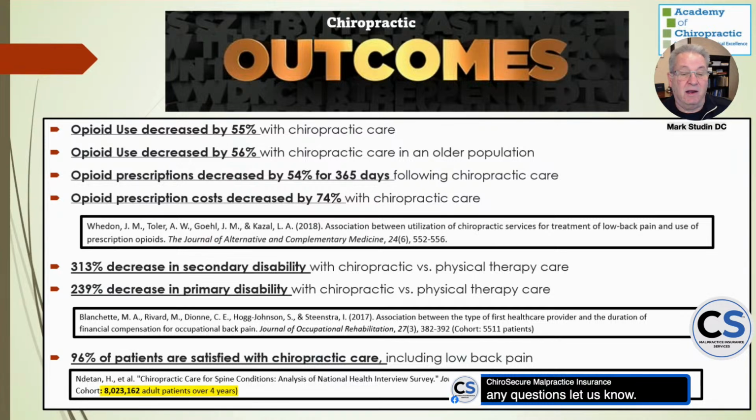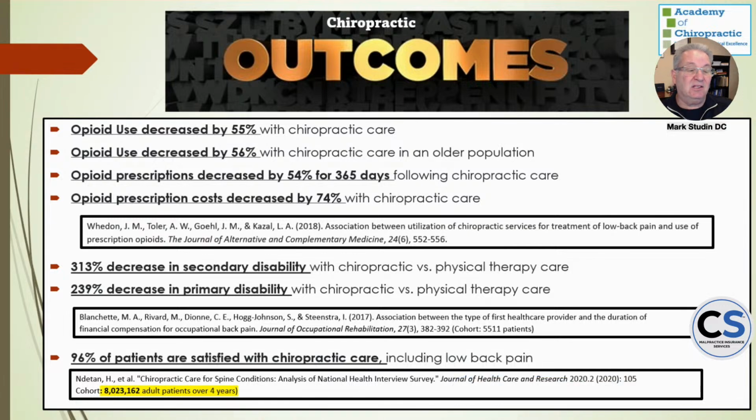And look at this sucker right here. This is Natadon, a cohort of 8,023,162 adult patients over 4 years. 96% of patients got better. In medicine, upwards of 99% of the patients are diagnosed with non-specific back pain. Upwards of 99% non-specific back pain, which means they don't know what's wrong.